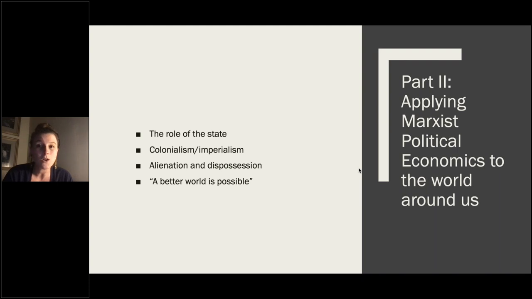Everybody who has been stuck on Zoom or GoToMeetings, not necessarily in the world that they're used to inhabiting, has probably felt some bit of alienation and this idea of dispossession over the last year. So we can talk about that. And also, I think the most important part of Marxist political economics is this idea that a better world is possible, right? What is the point of knowing anything about economics if it's not going to lead you to some sort of change, some sort of promise of a better future? That's something that Marxist political economics is very good at doing, trying to open the doors to that.